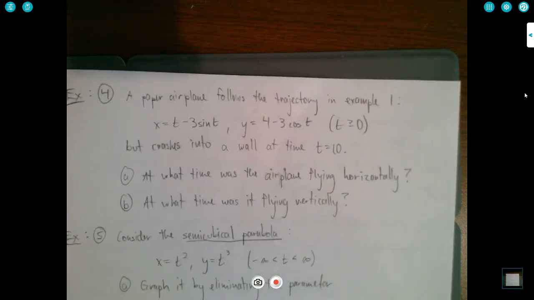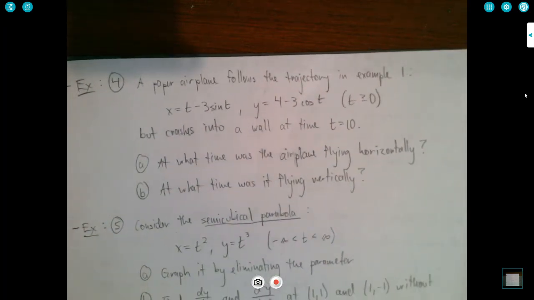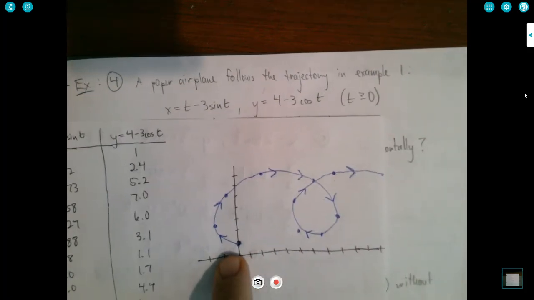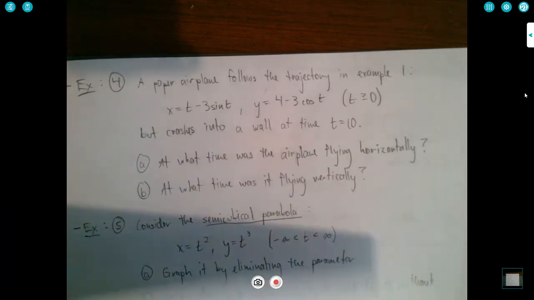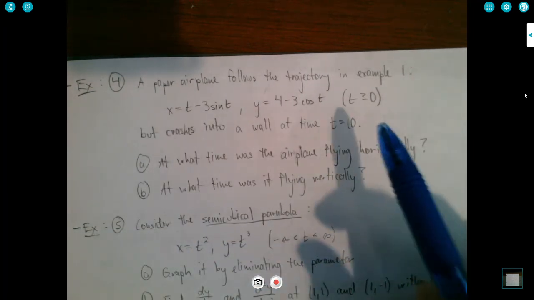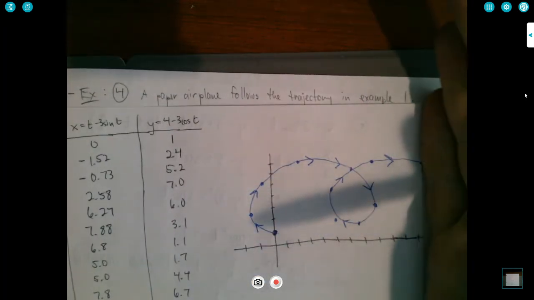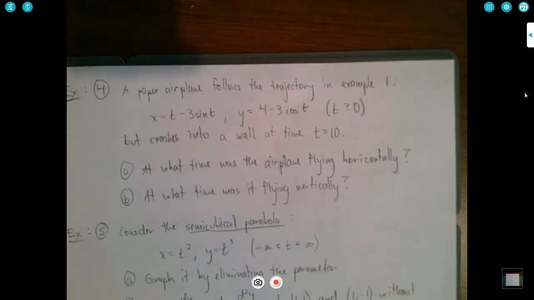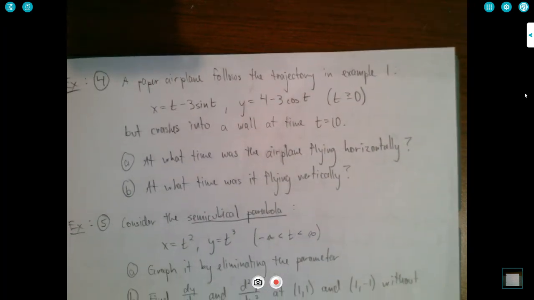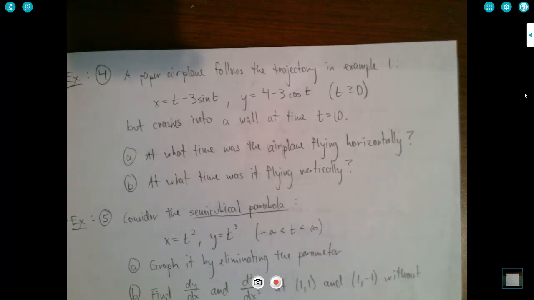So let's look at a couple examples to illustrate those points. Number 4 says, a paper airplane follows the trajectory in example 1. This is the flight of the paper airplane, for t greater than 0, but it crashes into a wall at time t equals 10. So like the edge of the page, I guess, is the wall. At what time was the airplane flying horizontally, and at what time was it flying vertically?